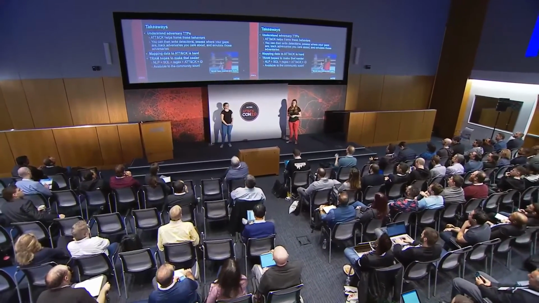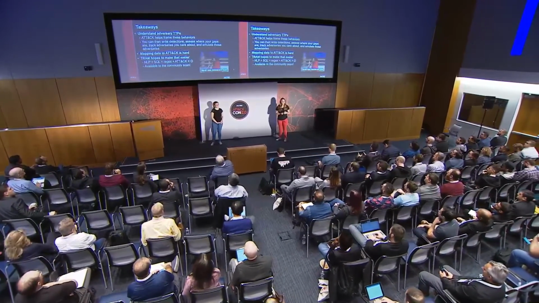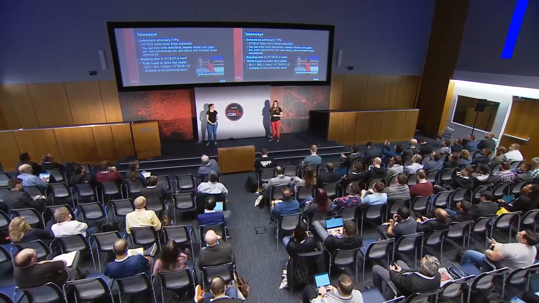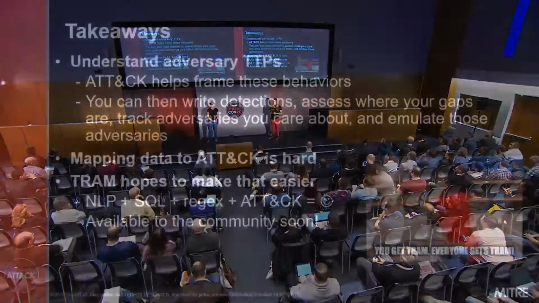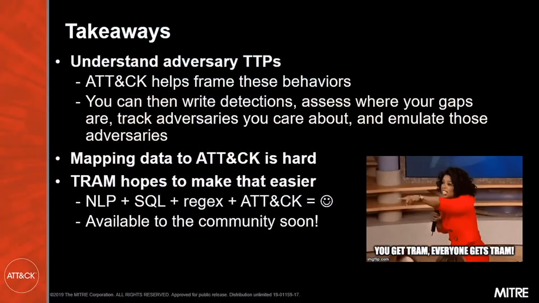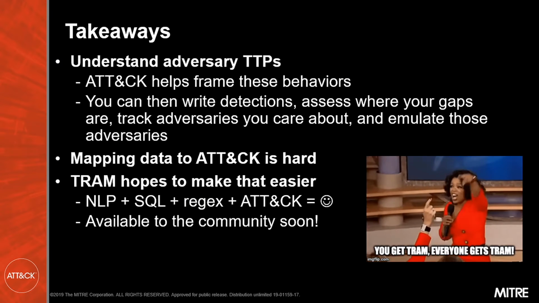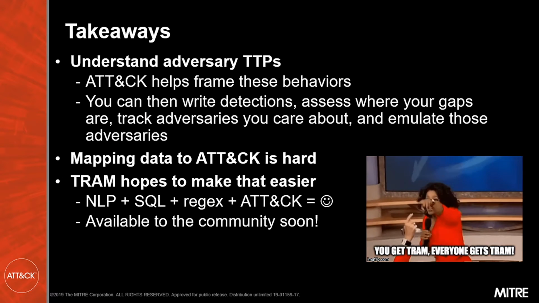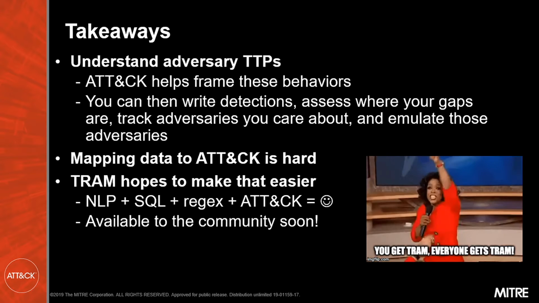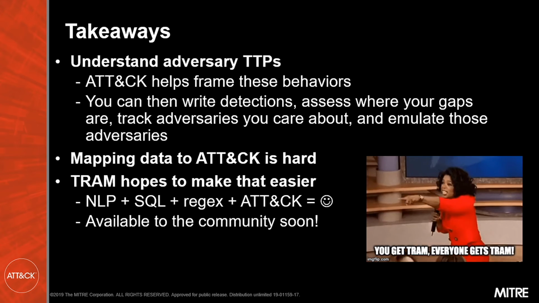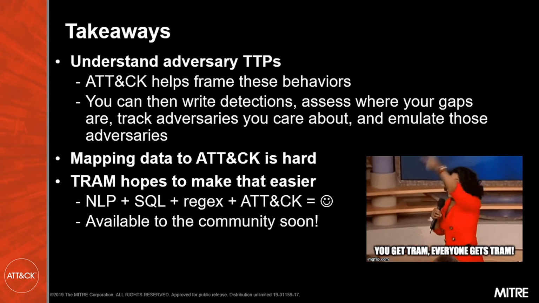So, some takeaways. Many people have talked about ATT&CK helping to frame behaviors, moving away from IOCs, and we hope that you can use a lot of what other people are discussing today, mainly our four main ATT&CK use cases, which are detections, SOC assessments, and gap analysis. You can track adversaries you care about using cyber threat intelligence, and then potentially emulate those adversaries.